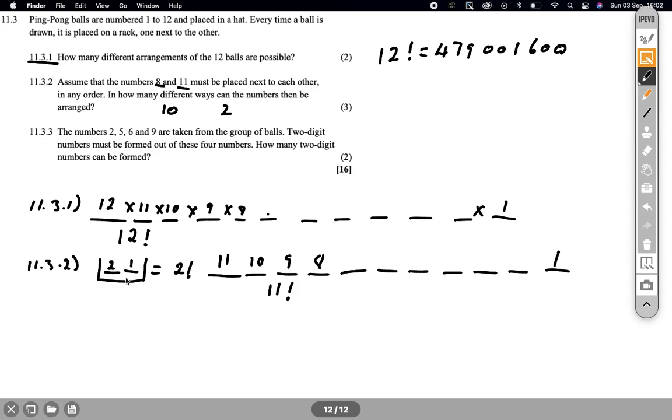Now don't forget that for the first 2 balls, which are ball number 8 and 11, they were supposed to have been placed next to each other. So we must account for that 2 factorial, which equals 79,833,600.